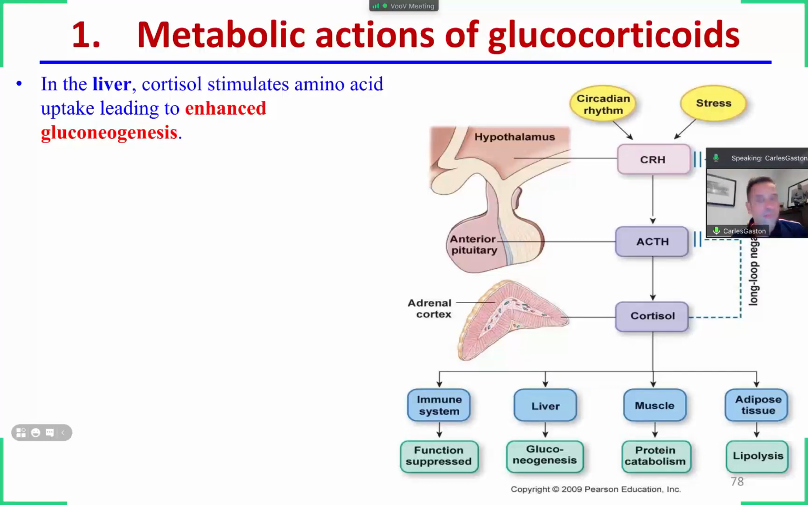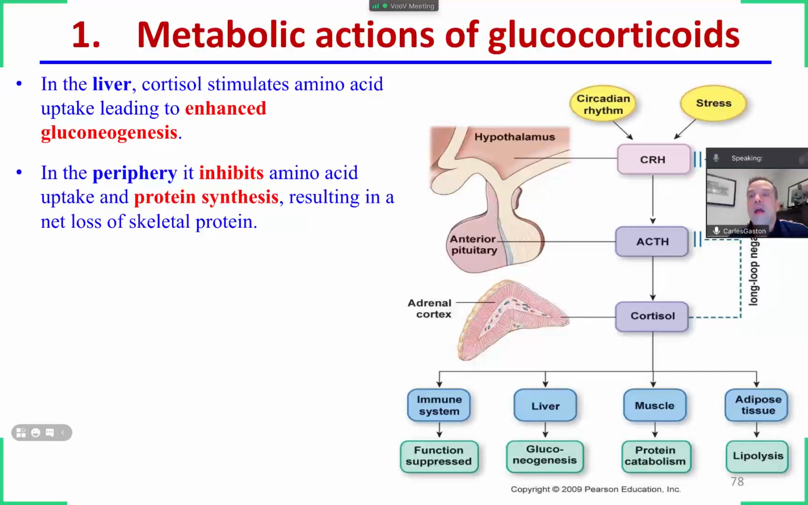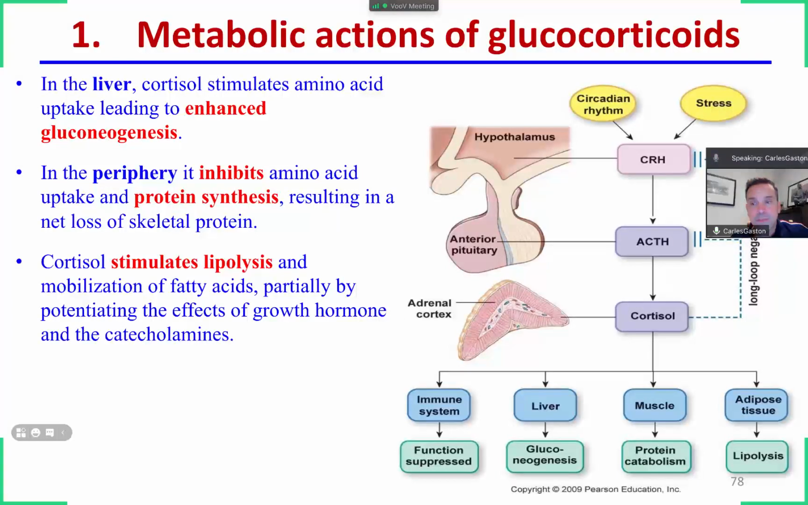So in the liver, cortisol stimulates amino acid uptake, leading to enhanced gluconeogenesis. I think that you have studied this in biochemistry, hopefully, right? So in the periphery, it inhibits amino acid uptake and protein synthesis, resulting in loss of skeletal protein. Cortisol stimulates lipolysis and mobilization of fatty acids, partially by potentiating the effect of growth hormone and catecholamines.